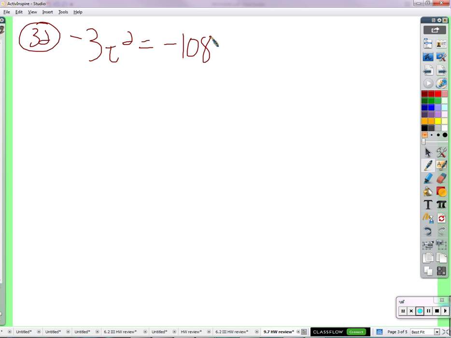How will we get a zero on either side of the equation? However we do it. Zero on the left side, zero on the right side, it won't matter. That'll do it. Add 108 to both sides.